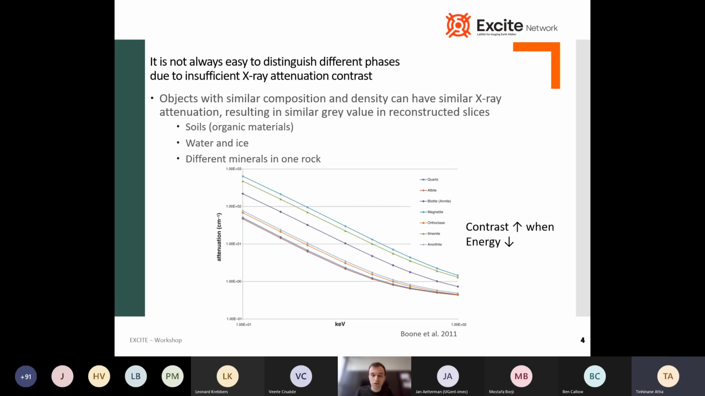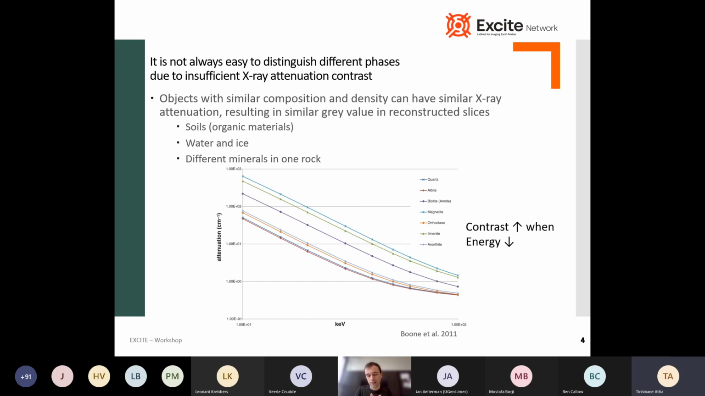And for this, I use this illustration where you have the attenuation of different minerals inside a granite over the range of energy you can work with your CT system. And as you can see, it will be very easy to distinguish, for example, magnetite from albite or quartz. But distinguishing albite from quartz will be very hard or probably impossible.